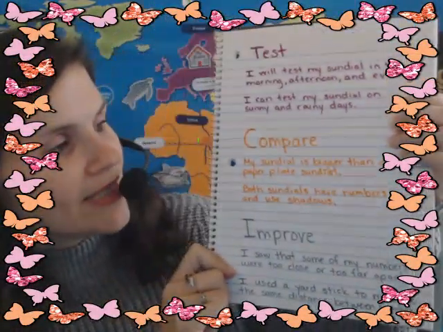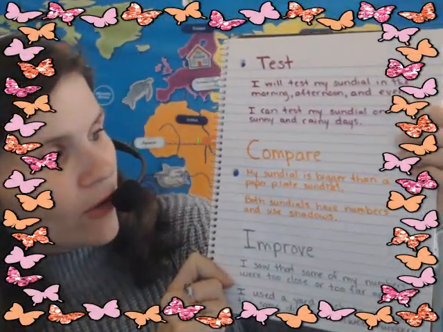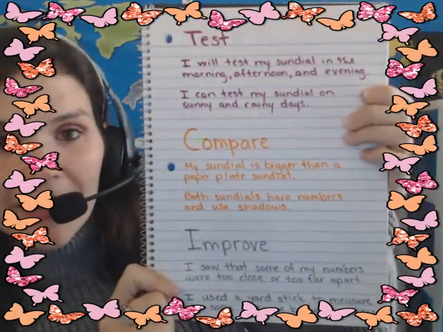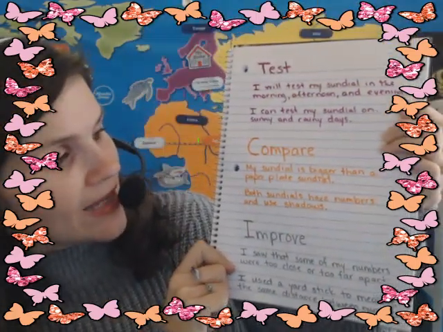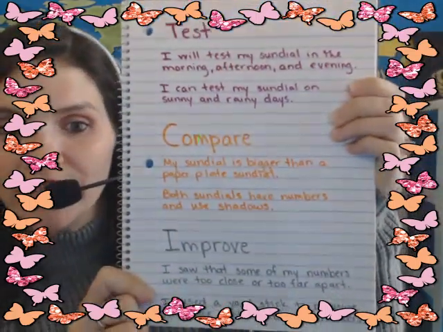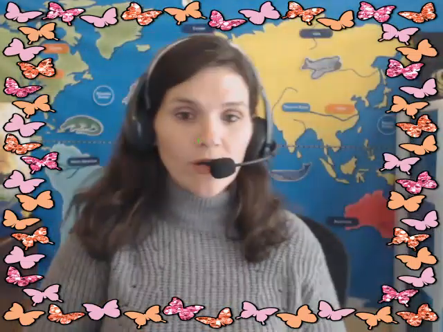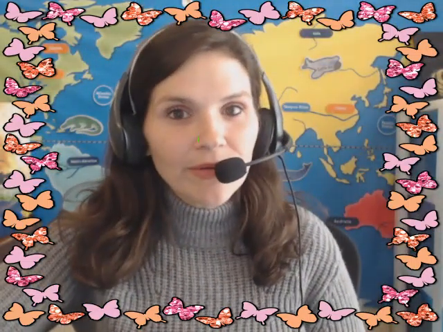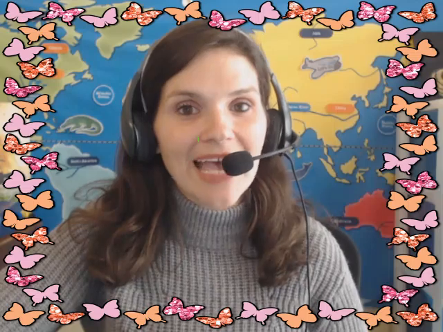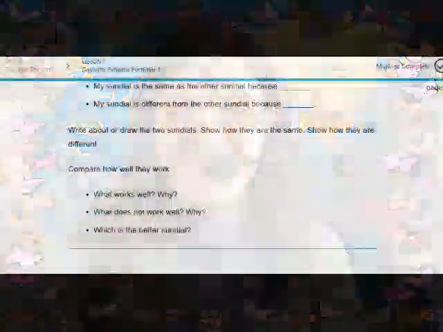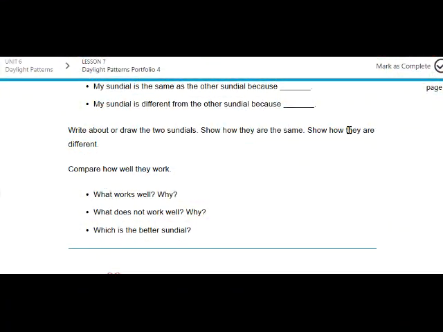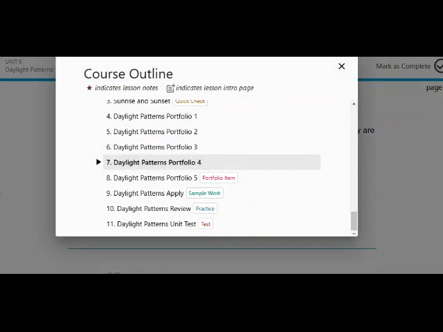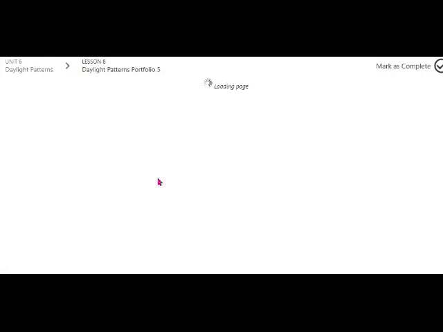Here are my comparisons. My sundial is bigger than a paper plate sundial. Both sundials have numbers and use shadows. Both sundials worked as well. So you just want to record just a few simple sentences like that in your compare section of your science journal. This is the end of lesson 7. Our next lesson is lesson 8. This is when we turn in our completed portfolio to our teacher for a grade.